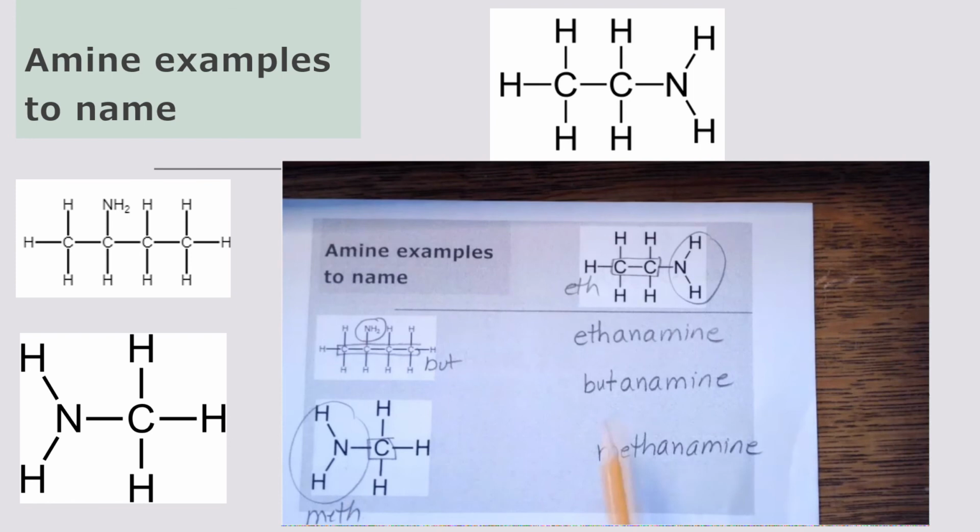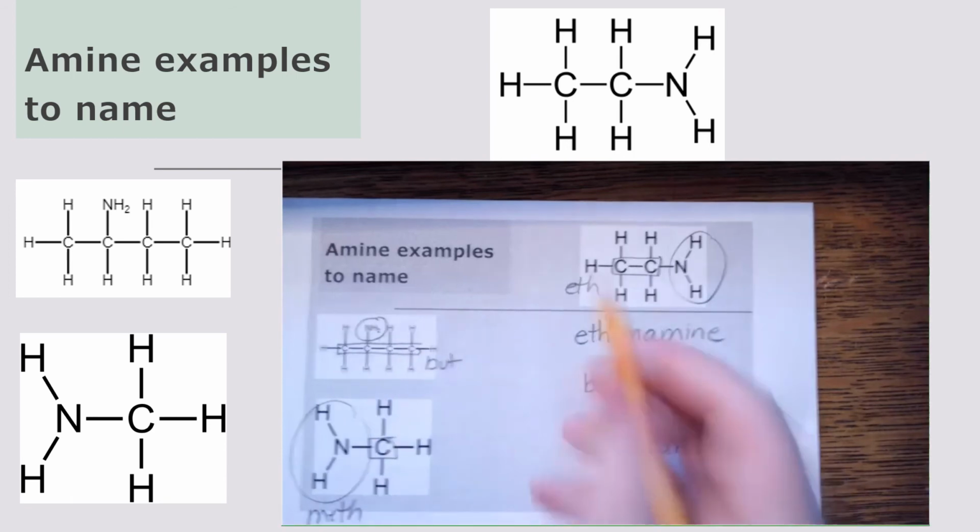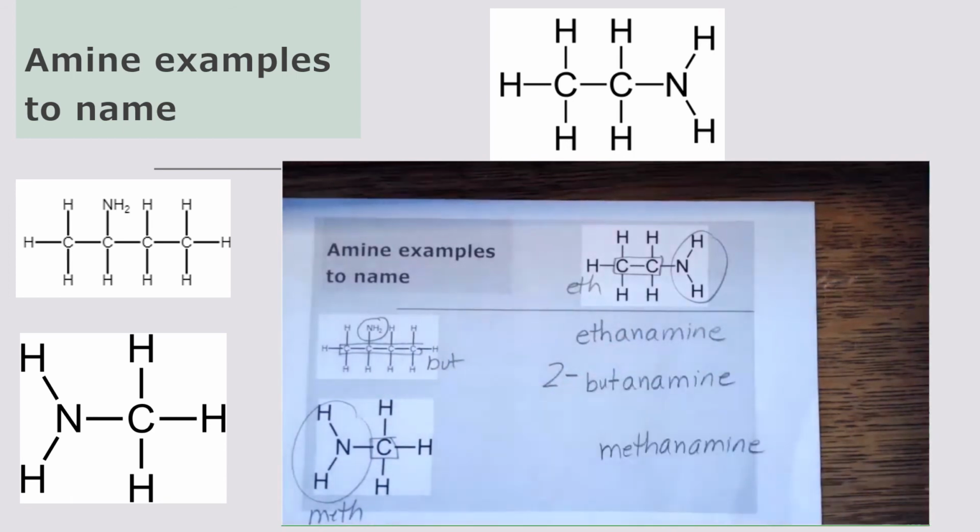No. What about ethanamine? Does it need an address? No, because if I put it on this side, that's still a 1, right? I can't put it anywhere else. But this one, I need an address. What number carbon does this functional group belong on? Well, I could number this way and get 1, 2. If I number this way, I get 1, 2, 3. What's the lowest number? Going this way. So 2-butanamine.